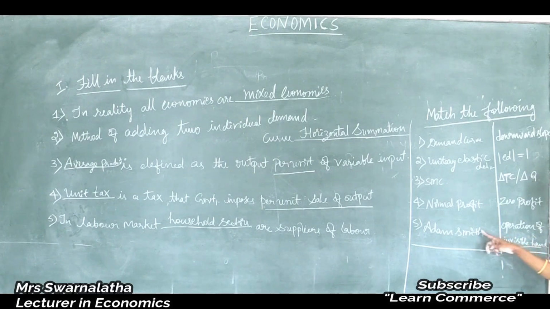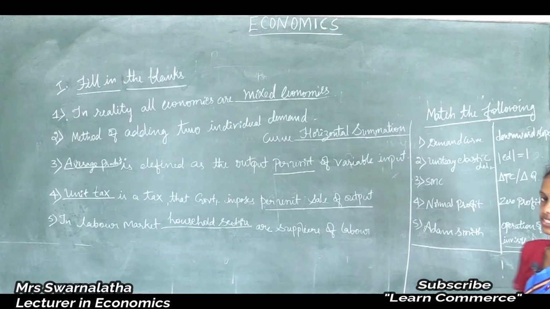Thus, in front of Adam Smith, the answer is operation of invisible hand. Demand curve is downward sloping. For unitary elasticity of demand, elasticity of demand is equal to 1. Short run marginal cost is delta TC by delta Q, the change in total cost divided by the change in output. Normal profit means zero profit, and Adam Smith said there is operation of invisible hand in the economy.